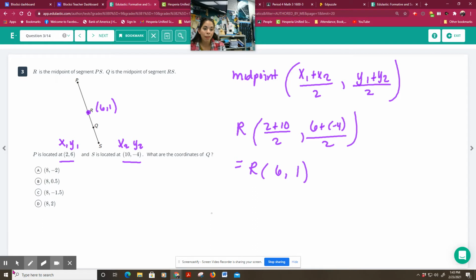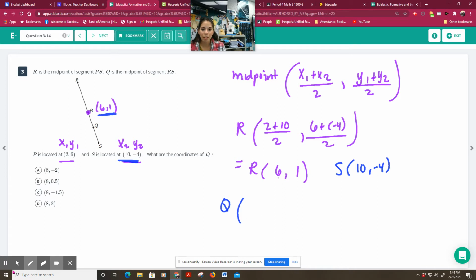Okay. Well, now that I know R, I have R and S, and I can find the midpoint between those 2 points, and that would be point Q. So I'm going to write down S so that it's side by side. And now I need to find the midpoint Q.